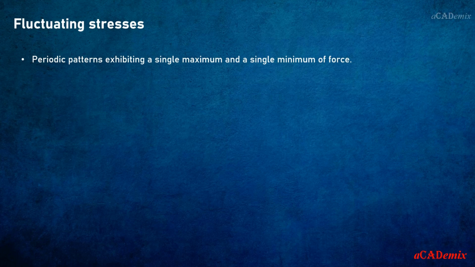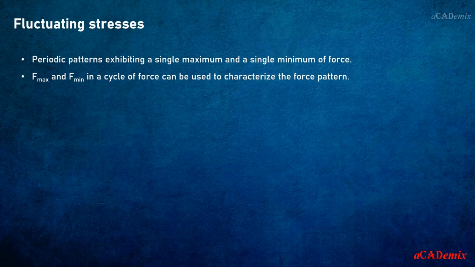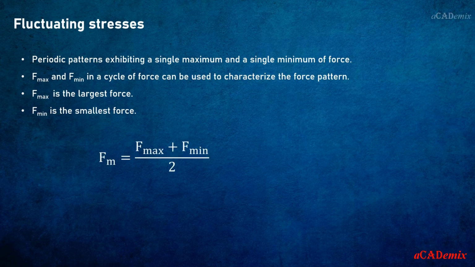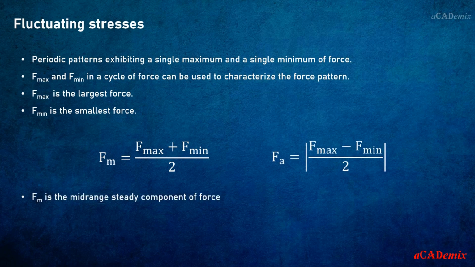As a result, it is possible to describe the force pattern using F max and F minimum in a cycle of force. It is also true that describing the force pattern by ranging above and below a baseline can be just as useful. The construction of a steady component and an alternating component can be done as follows. If the biggest force is F max and the smallest force is F minimum, the mid-range steady component of this fluctuating force is the average of maximum and minimum force. Amplitude component is the modulus value of half of the difference between maximum and minimum force.